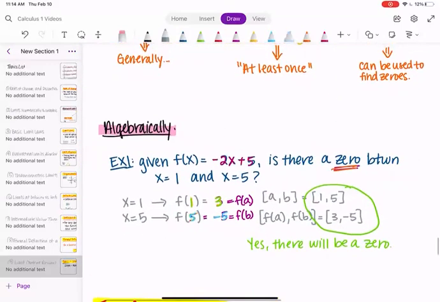And here's an example of how we did that. Basically, we work through it. We're given a function. Is there a 0 between these two x values? So all you do is plug those x values into the function and figure out where f of A and f of B are. And because it's asking for a 0, you need one of those to be greater than 0 and one to be less than 0. And because that's satisfied here, yes, there will be a 0.